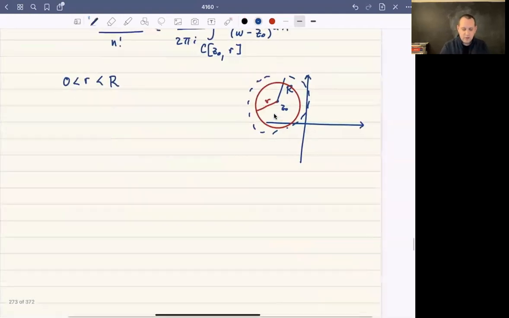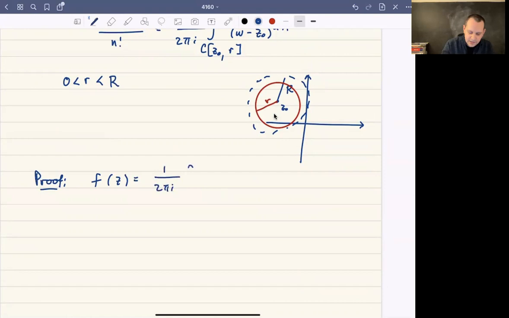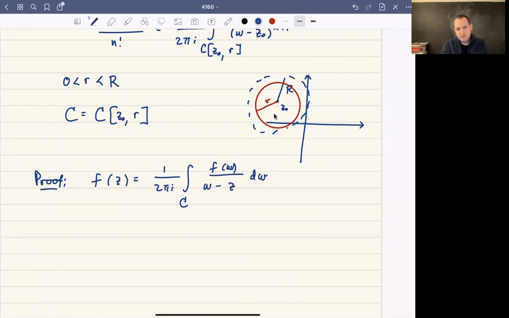Now, because f is holomorphic, we can use the Cauchy integral formula, and we can write f of z as 1 over 2 pi i times the integral over this circle. Just for my sanity, I'm going to let c be the circle centered at z naught of radius little r. So that's this red circle here, which I'm going to call c. And this is going to be the integral over c of f of w over w minus z dw. So nothing surprising. If f is holomorphic, Cauchy's integral formula applies.